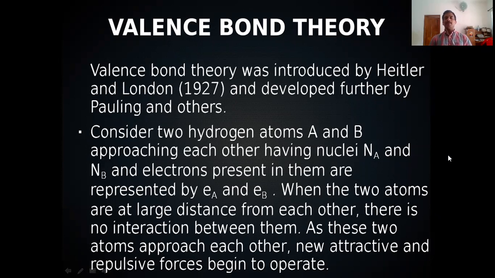Consider two hydrogen atoms A and B approaching each other, having nuclei Na and Nb, and the electrons present in them are represented by Ea and Eb. Now, if they are separated at a very large distance, there is no force of interaction between these atoms. As they approach each other, that develops some interactions.